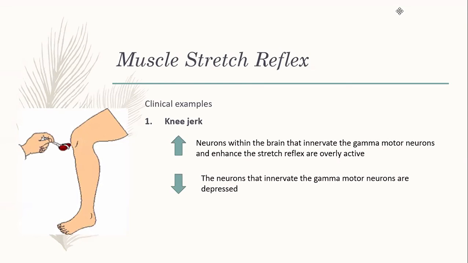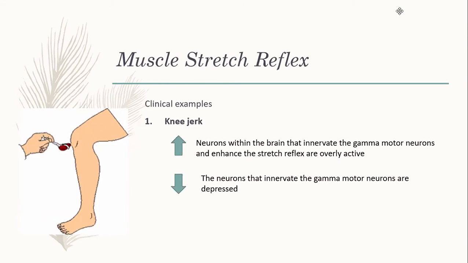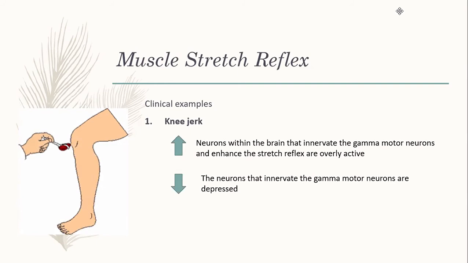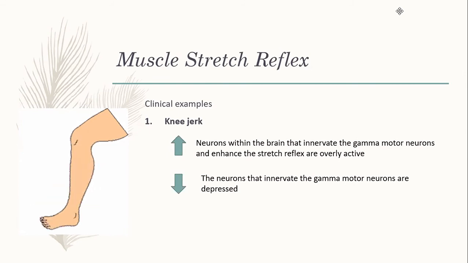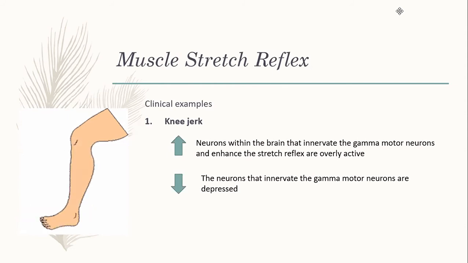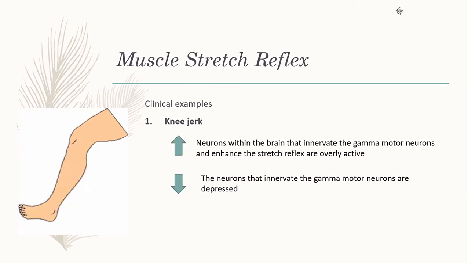Okay. So let's now go to knee jerk. Knee jerk. So if you stimulate the patella, the sensory fibers will be stimulated, and then interneuron, and then alpha motor neuron, contraction of the quadriceps. That's why your knee will try to move. Okay, so if this knee jerk is increased, neurons within the brain that innervate the gamma motor neurons and enhance the stretch reflex are overly active.